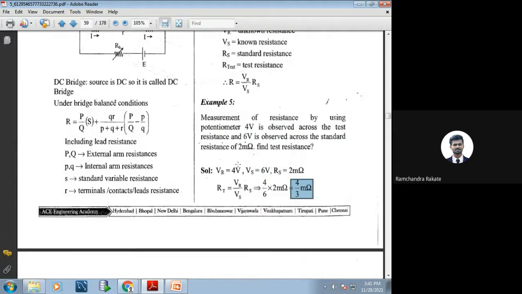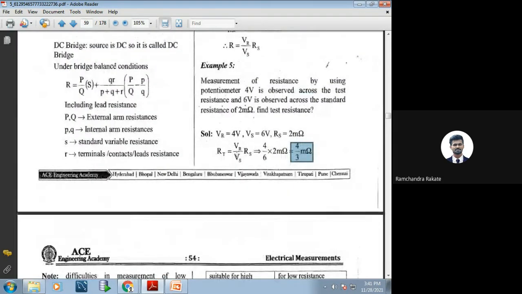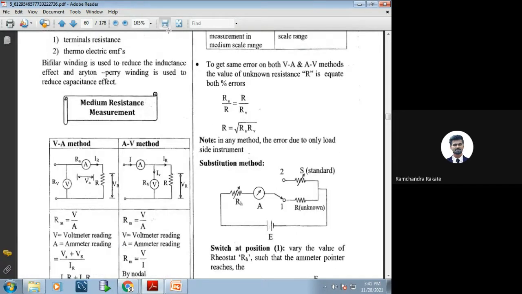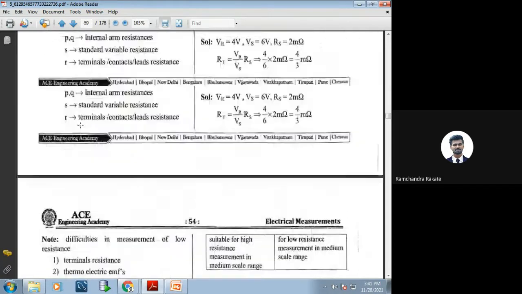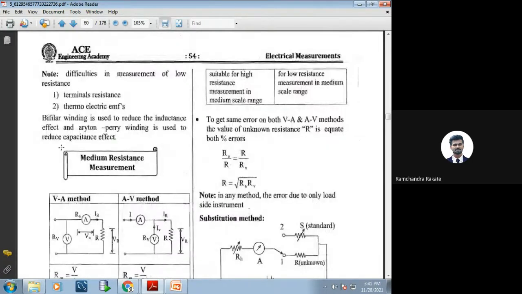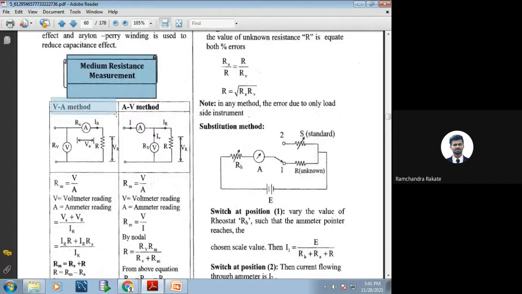Such types of one-line questions and equations are asked in your GATE exam regarding low resistance measurement. Now next we have medium resistance measurement. Just now we have seen low resistance measurement, and now we will see medium resistance measurement. In medium resistance measurement, there are two methods, the volt ampere method and the ammeter volt method.